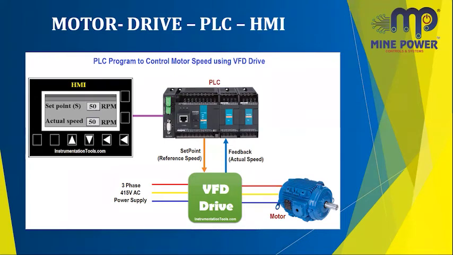When you put 50 RPM or 60 or 1200 RPM in the HMI, the data is taken by the PLC, and from the PLC it goes to the VFD drive. From the VFD drive, it controls the motor. Motor speed will be controlled. So with the help of monitoring with the HMI, we can control the motor through the VFD drive.